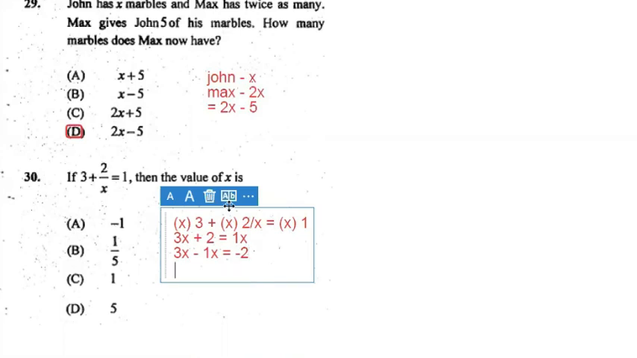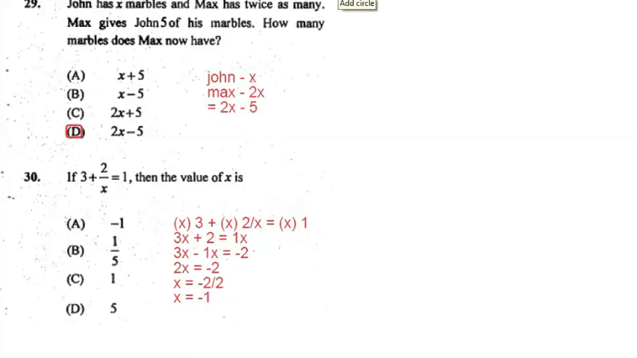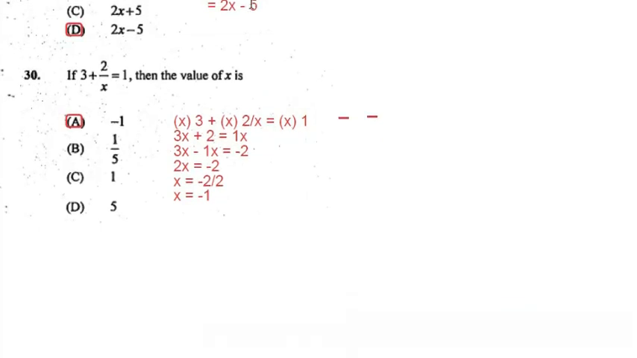So we are now left with 2x is equal to negative 2, and therefore x is equal to negative 2 divided by 2, and x is equal to negative 1. So our answer for 30 is A. So we're moving right along.